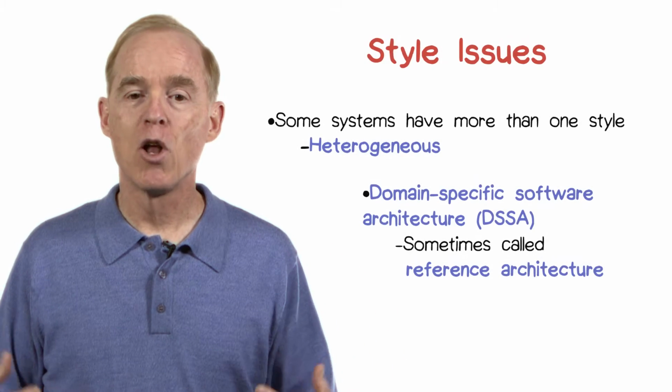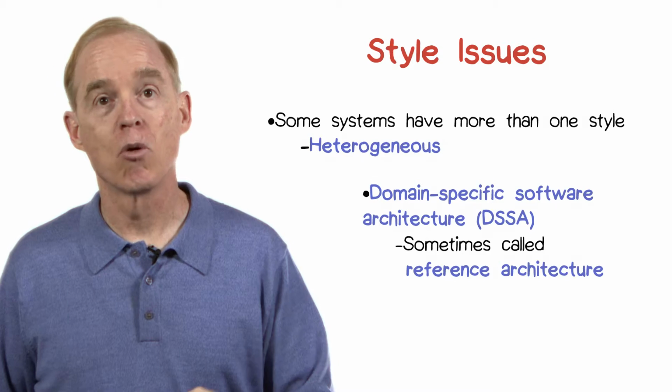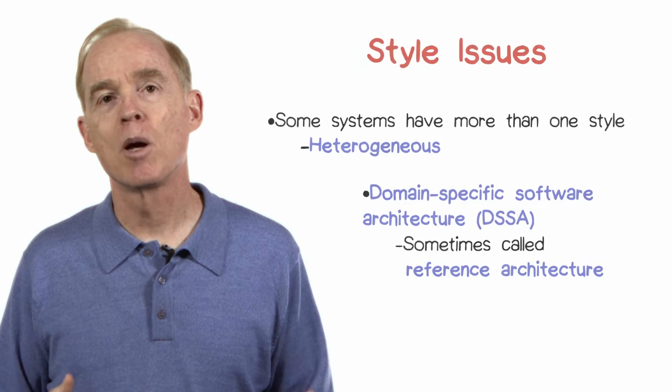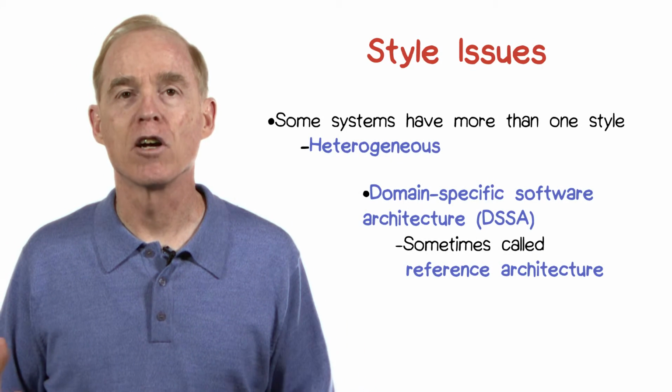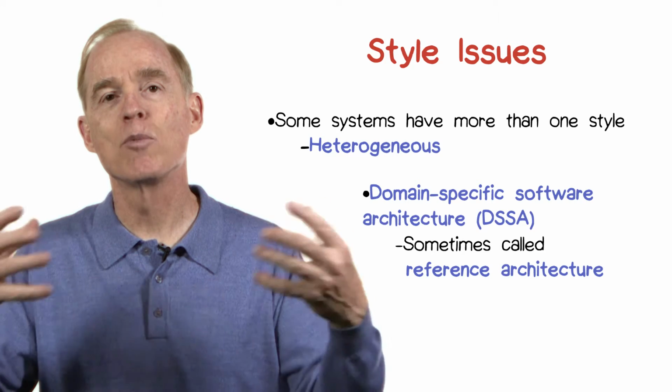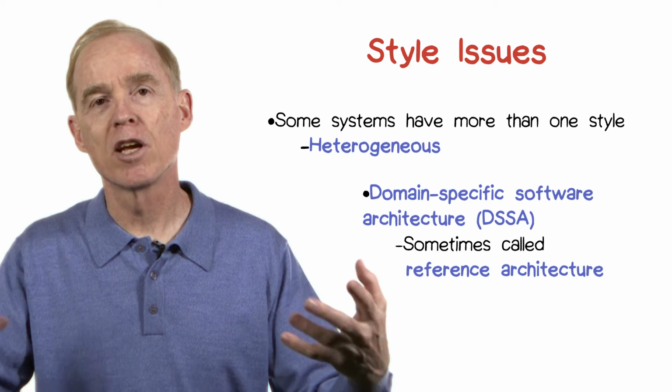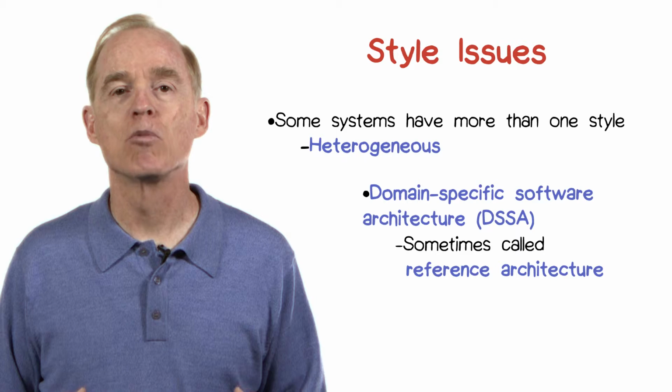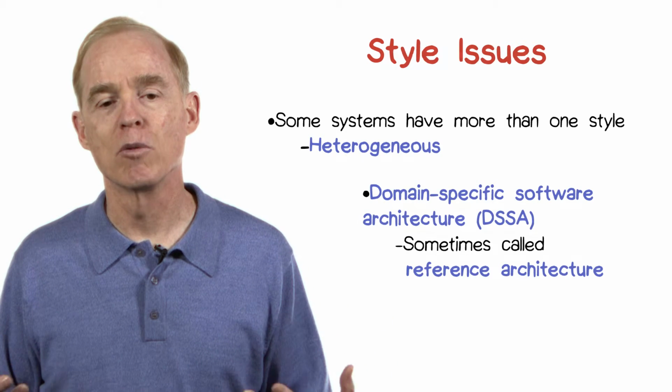In this situation, we call it a domain-specific software architecture, or DSSA. Another term sometimes used is the reference architecture. That is, the reference architecture describes what's common, and then for any particular variant, the architecture is responsible for saying what those variants are and how they're going to be dealt with.